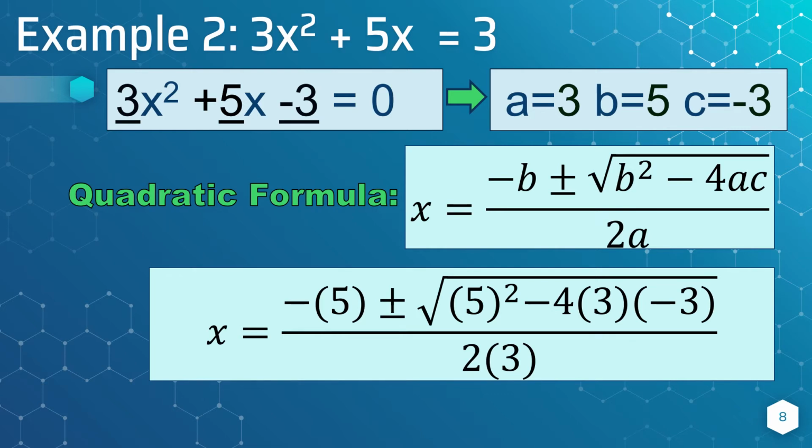So we are now finished with our first 4 steps: writing in standard form, getting the values of a, b, and c, writing the quadratic formula, and substitution. Now let's proceed to the last step, which is the longest step.